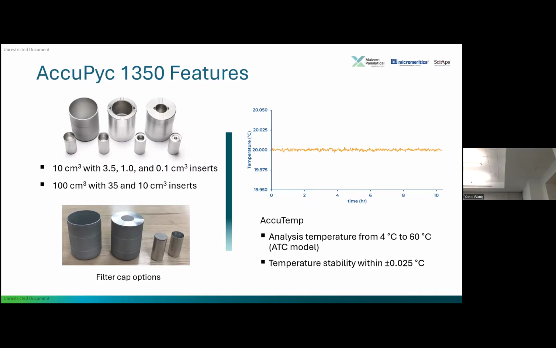The newer instruments now are all Peltier controlled. Legacy instruments measure temperature, but they're not controlled. But now, as technology improved, we can control the temperature effectively.